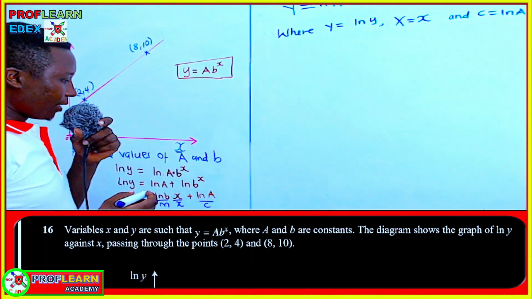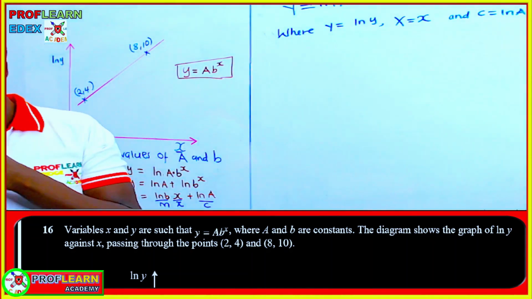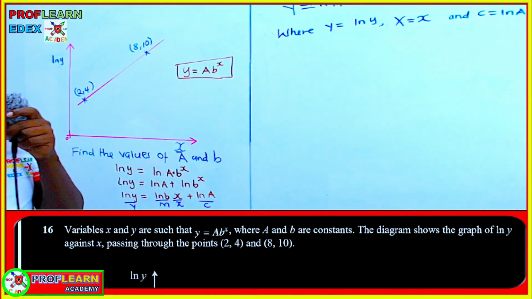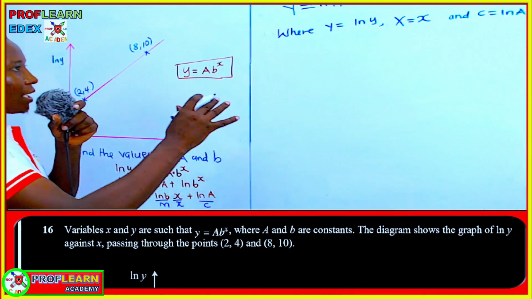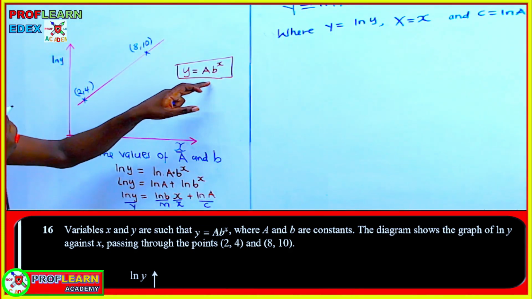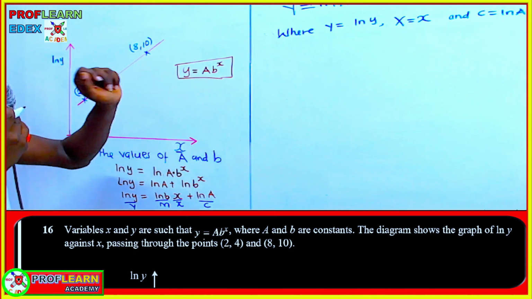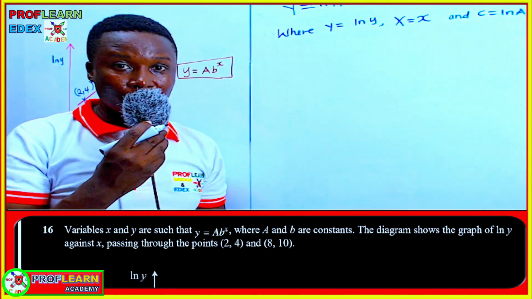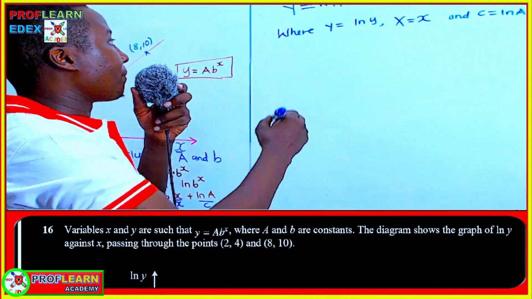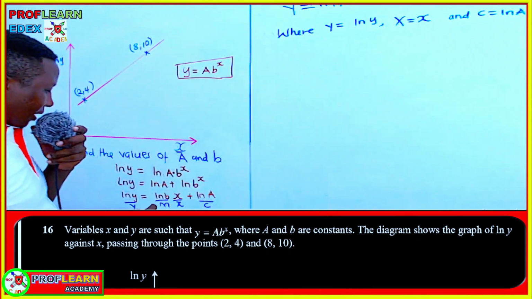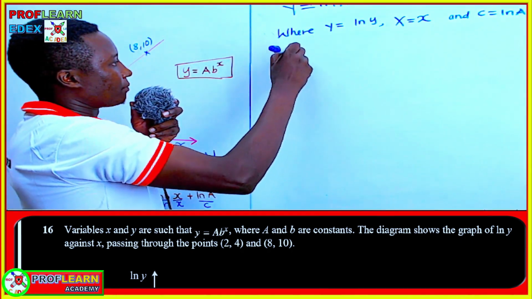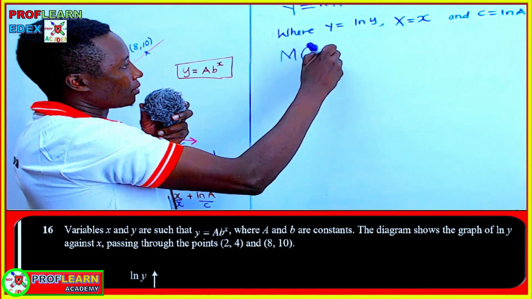So the first thing that we are going to do in this particular question is find the values of m and c. Then they are going to enable us to work out the value of a and the value of b. And how are we going to find the values of m and c? Since m is the gradient, we can find m, the gradient.